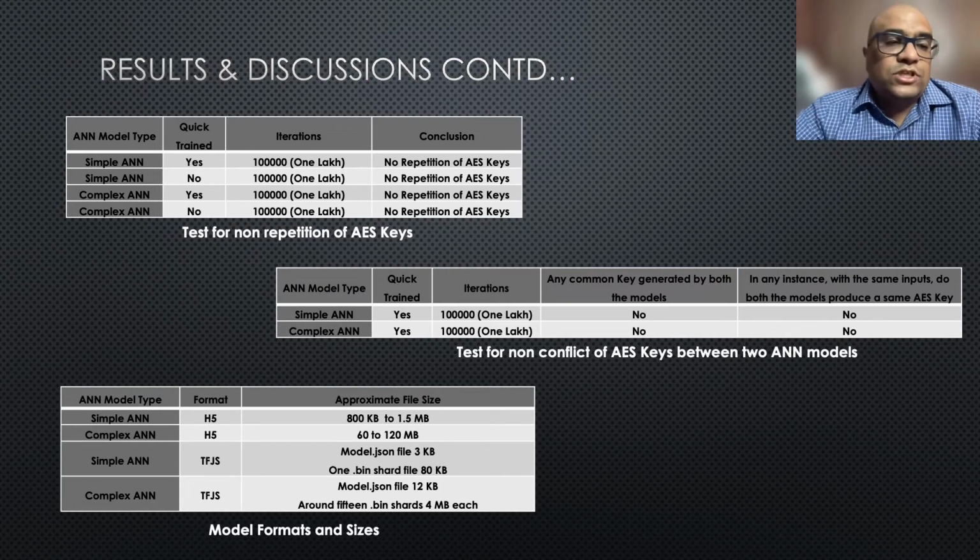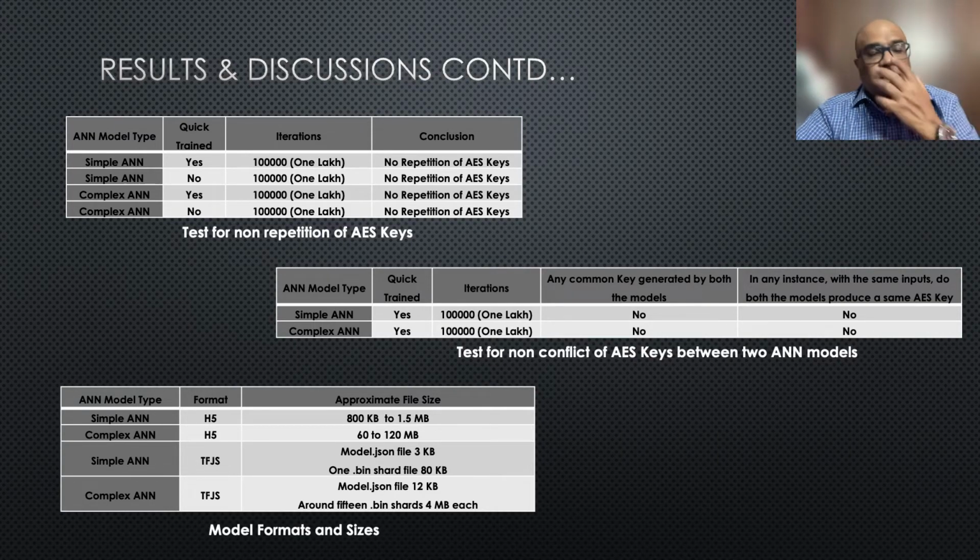Model sizes were also estimated. The simple ANN takes up to 1 MB, sometimes more than 1 MB, and the complex ANN takes 120 MB. For the TensorFlow.js variants, which are a directory containing a model JSON and shard files of weights and biases, the simple ANN takes just 3 KB for the model JSON and one shard file of 80 KB, which is very little space.